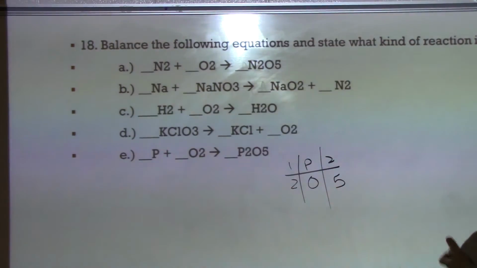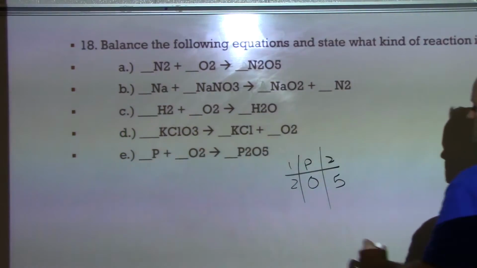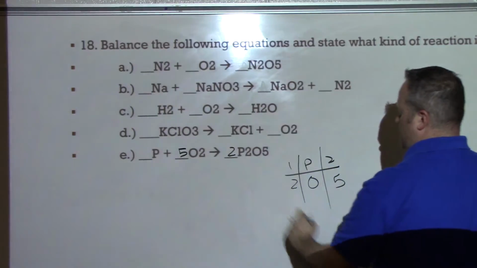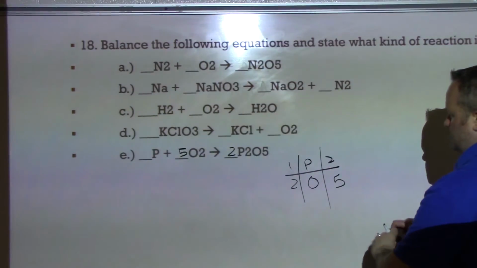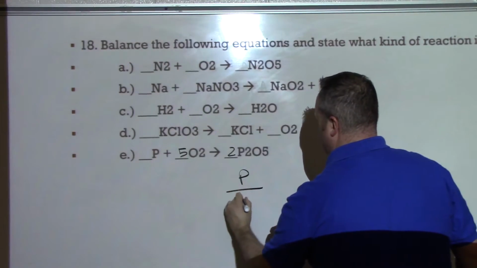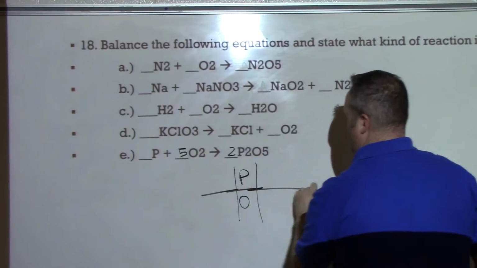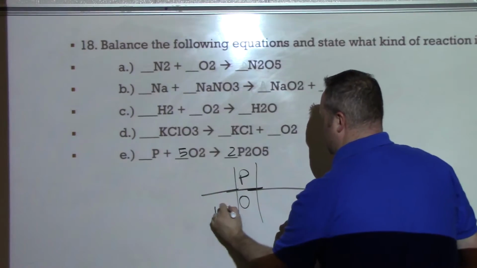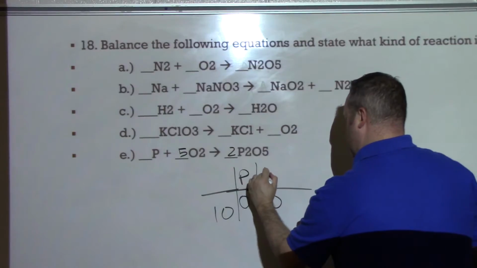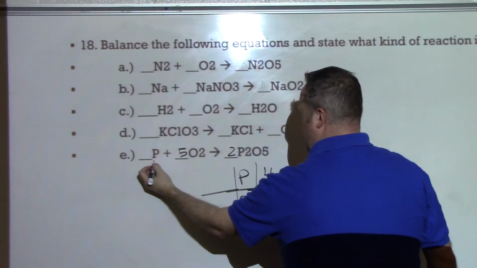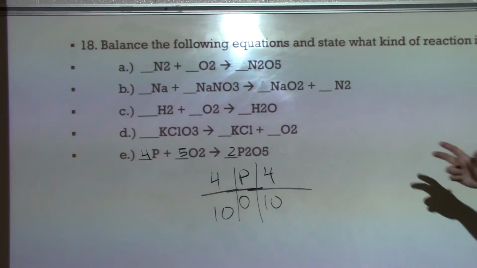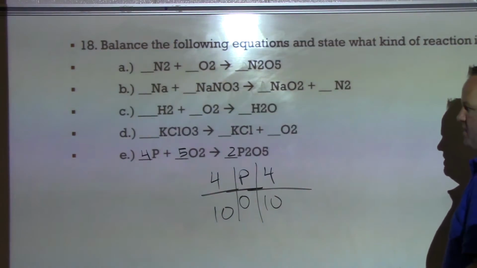Alright, I need to think in terms of least common multiple. So I'm going to try to put a 2 here, try to put a 5 here, because I'm thinking about oxygen. I want to have a total of 10 on both sides. Alright, so when I restructure that and I look at what I have, 10 oxygen, I have 10 oxygen, I have 4 phosphorus on this side, and I need to have 4, so I'll place 4 right there, and then my equation is complete and balanced.